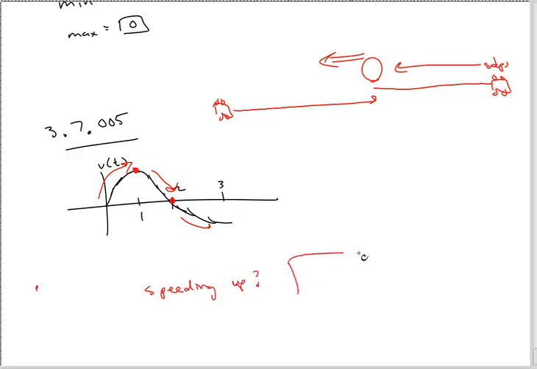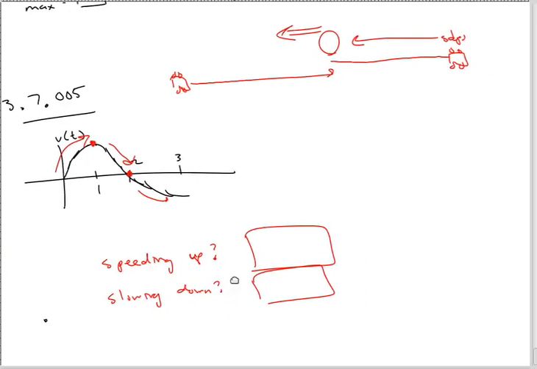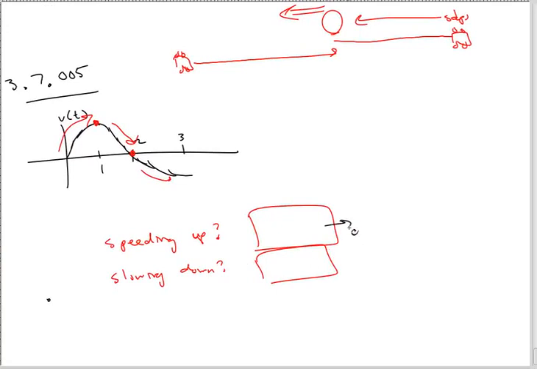So when is it speeding up? That's a really good question. And then when is it slowing down? Again, a very good question. What do they mean by speeding up and slowing down? Well, I'll tell you what they mean when I give you the answers. So here's the answers. It's 0 to 1, and then 2 to 3. This guy here is 1 to 2.